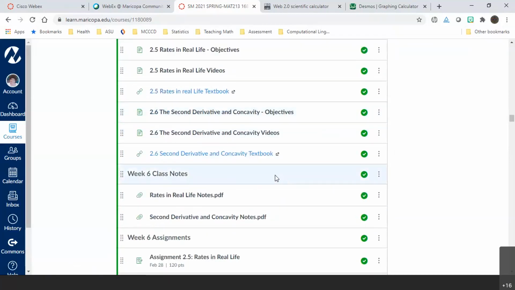I'm going to be using the rates in real life notes. Just give me a moment to get that open and I'll share it with you. Okay, let me share that screen with you.